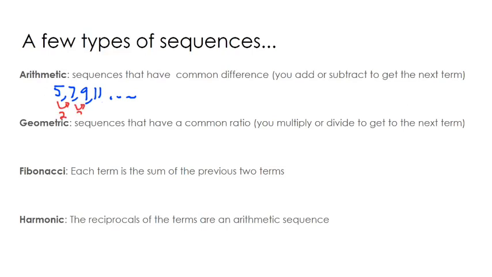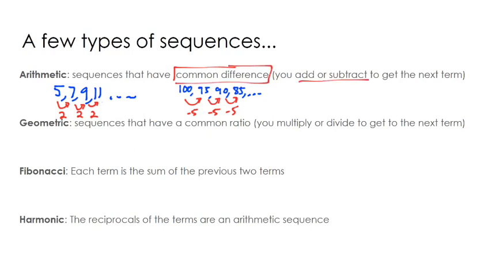And what that common difference is, it's a 2 in this case. I could even do this: 100, 95, 90, 85, so on and so forth for an infinite sequence. And here our common difference would be a -5 because we are subtracting each time. So we just need to recognize if it has a common difference, meaning that we add or subtract each time, that's how we know it's an arithmetic sequence.